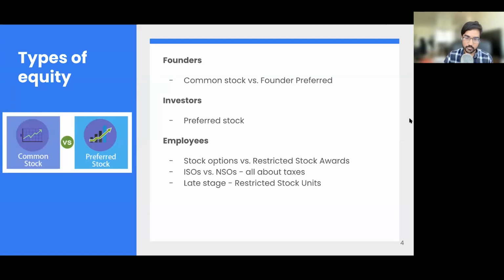But just know that generally this theme that you're going to see here is that a lot of this is about taxes and how you optimize on taxes, which is why it gets really confusing on the equity side.